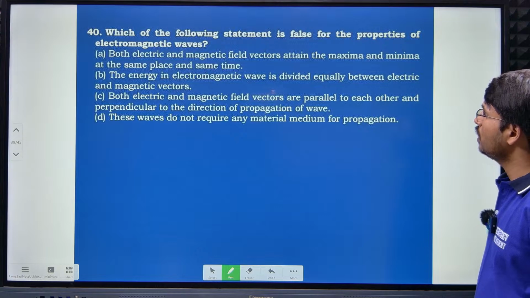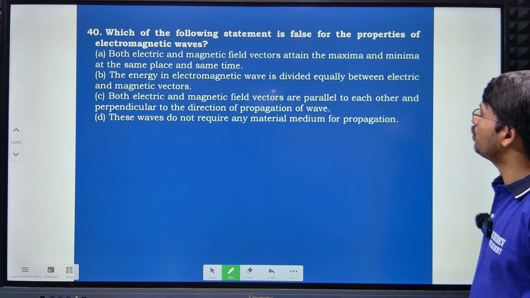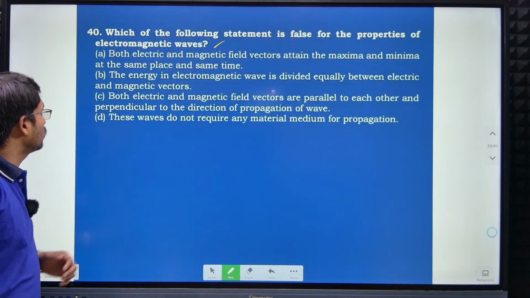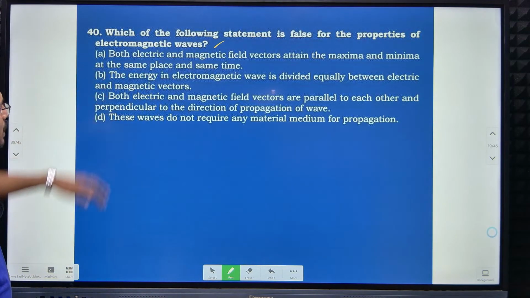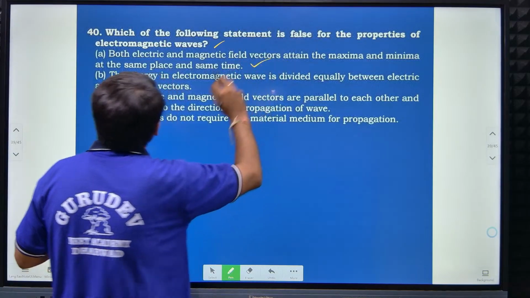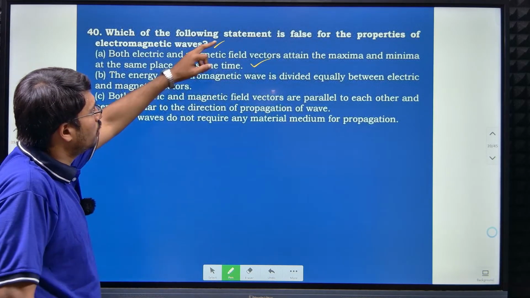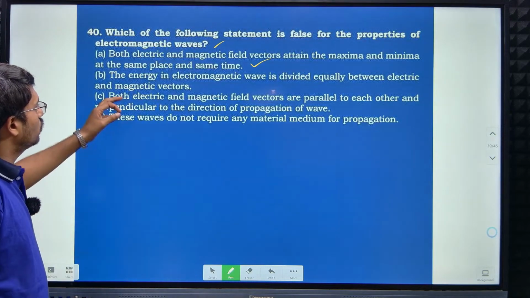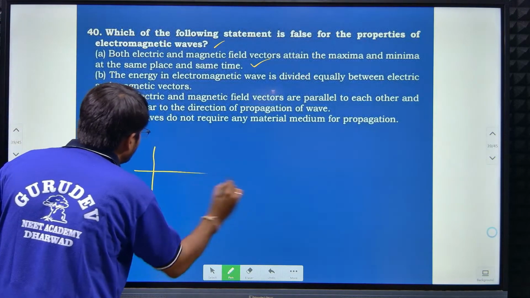Next, which of the following statements is false for the properties of electromagnetic waves? So we have to remember all the properties. Now we'll look at it this way. Both the electric and magnetic field vectors attain maxima and minima at the same place at the same time. So this is a correct statement. What we actually want is a wrong, false statement. So how can we explain this particular one?